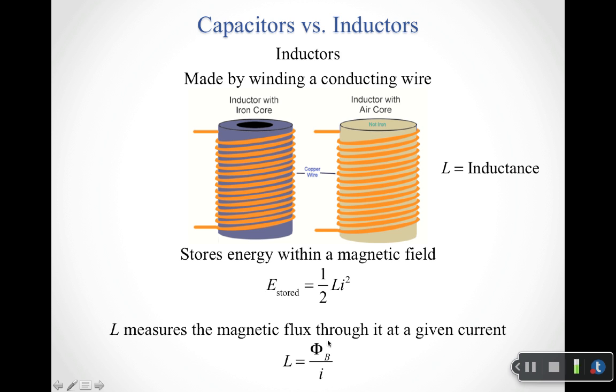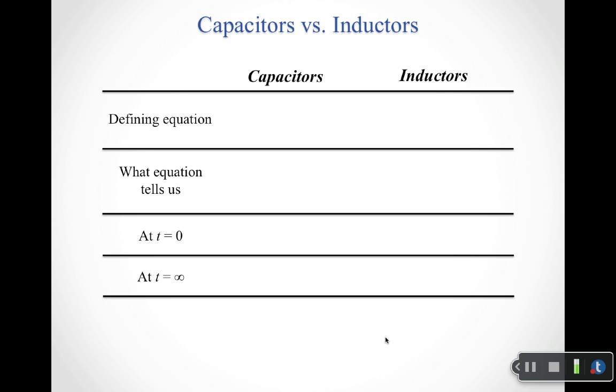Again, fundamentally, our key equation defining an inductor is that it's measuring the magnetic flux through the inductor at a given current. So again, as these things wind around, basically what we've done is we've created a solenoid. There's going to be a magnetic field that comes up through this. That magnetic field is going to generate a magnetic flux through these windings, and so as you change the current, that's going to change the magnetic field and therefore change the flux. So that's the idea in terms of what we're measuring with inductance.